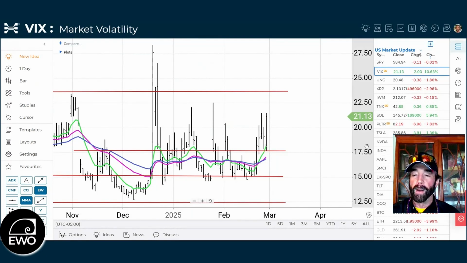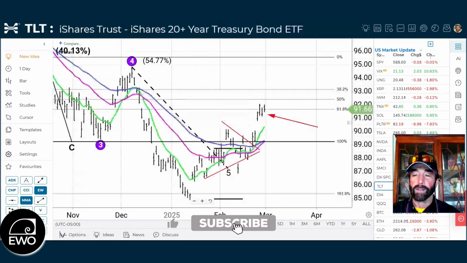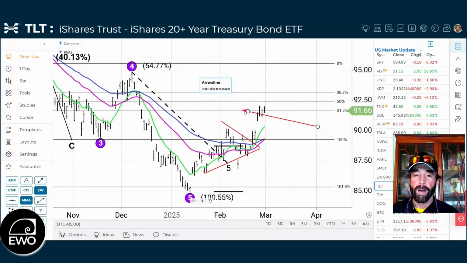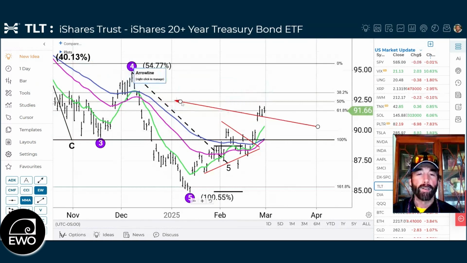I do want to show the bond market. So let's go to TLT. I find this really interesting. You can see this big breakout, not unexpected, and we've commented on how well the Elliott wave pattern, just as perfect as it can possibly be.